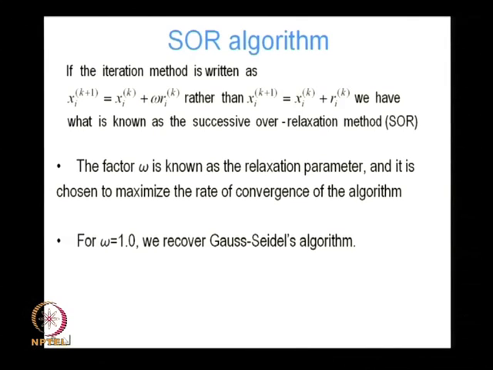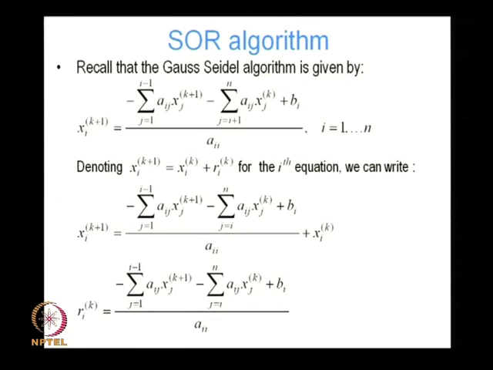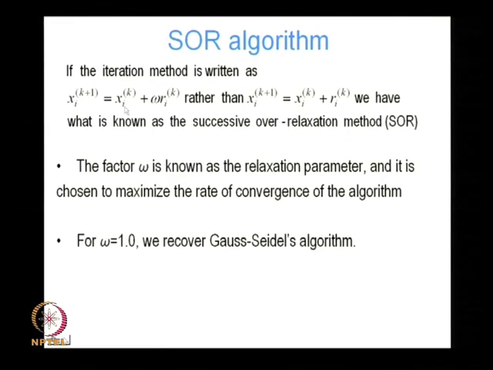If the iteration method is written as xi, recall what Gauss-Seidel is. Gauss-Seidel says that xi^(k+1) is equal to xi^k plus ri^k. Now we are saying that we are not going to use full Gauss-Seidel. We are going to use xi^(k+1) equal to xi^k plus omega times ri^k, where omega is a scalar.